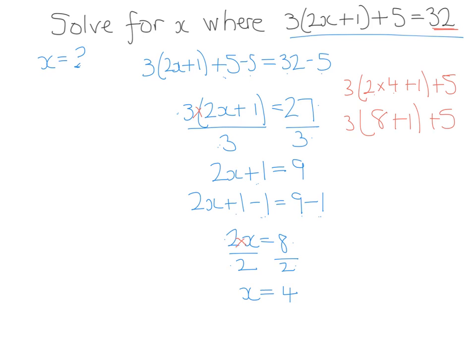Then we have to do the brackets first. 8 plus 1 is 9. Then we'll do the times. 3 times 9 is 27. And 27 plus 5 is 32. So that's what we're expecting. So x must be correct. x must be equal to 4.